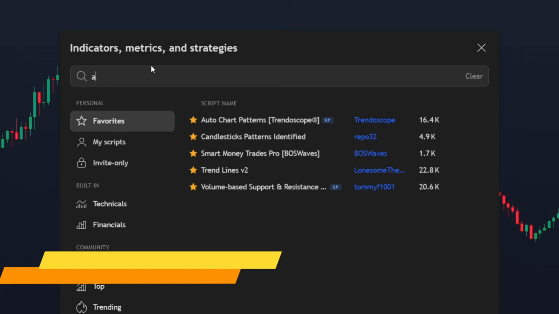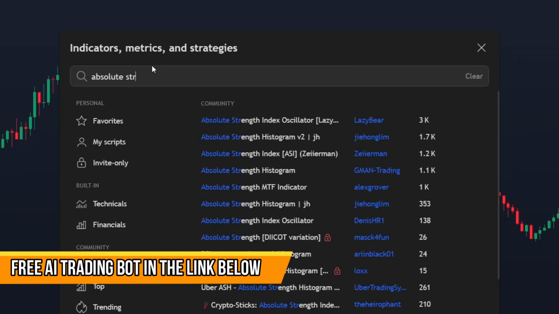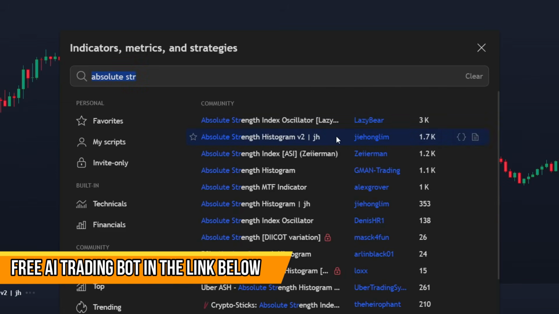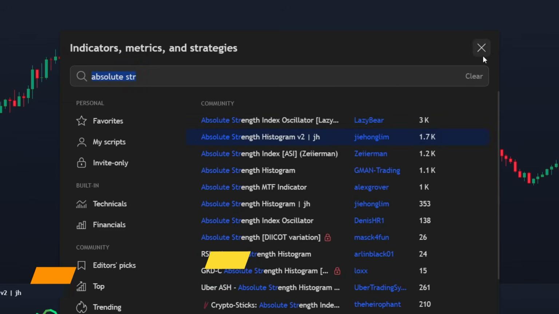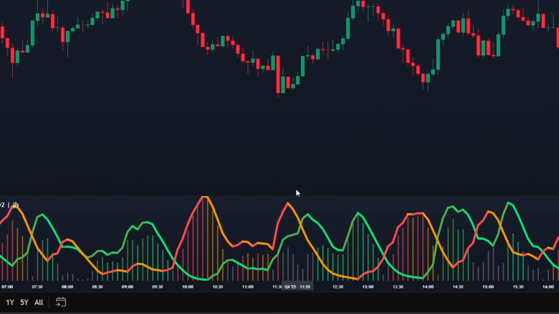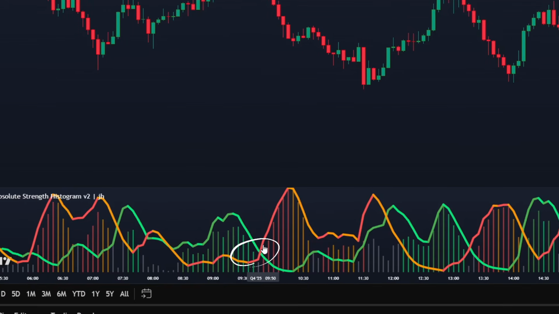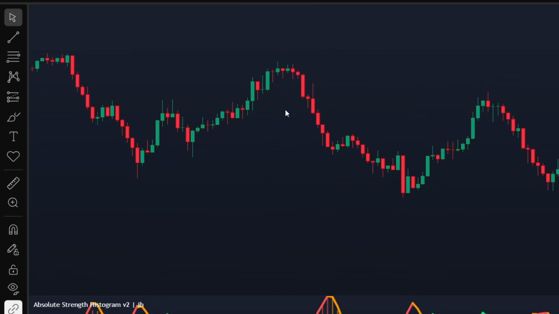Next, let's look at the Absolute Strength Histogram VA2 by Guy Hongelim. Search for this and add this one to the trading chart. This one's another solid indicator for short-term momentum. You'll see 2 lines here, green for bullish strength and red/orange for bearish strength. When the green line crosses above the red one, that's your buy signal. When the red line crosses above the green, that's your sell signal.